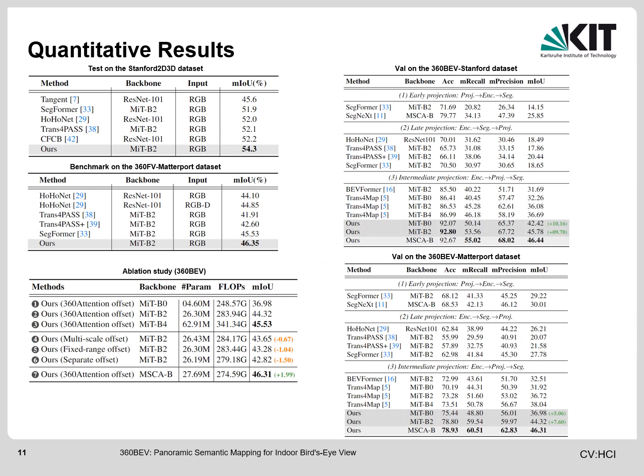Here are the quantitative results. The two tables in the upper left corner show the front view panoramic semantic segmentation. Thanks to the 360 attention we proposed, our model is able to achieve state-of-the-art performance on both datasets. And on the other dataset, BEV Matterport, our model also achieved better performance by a clear margin.